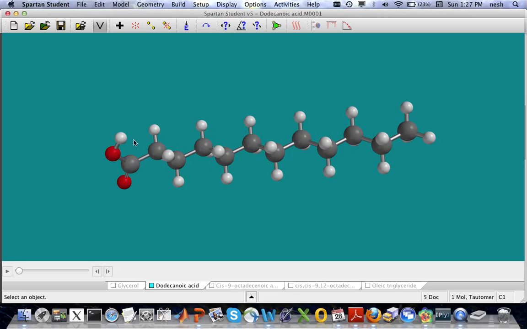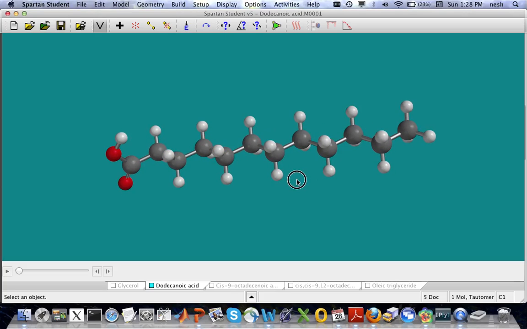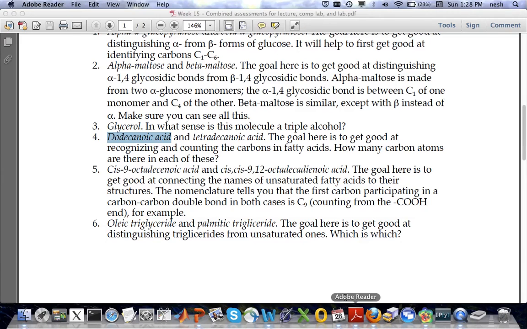Now there is a double bond here, but that's part of the carboxylic acid end. So there are no carbon-carbon double bonds. That's what makes it a saturated fatty acid. It's more or less straight. And it has 12 carbons, and if you brought up the second one in this list, tetradecanoic acid, you would notice that there was 14.